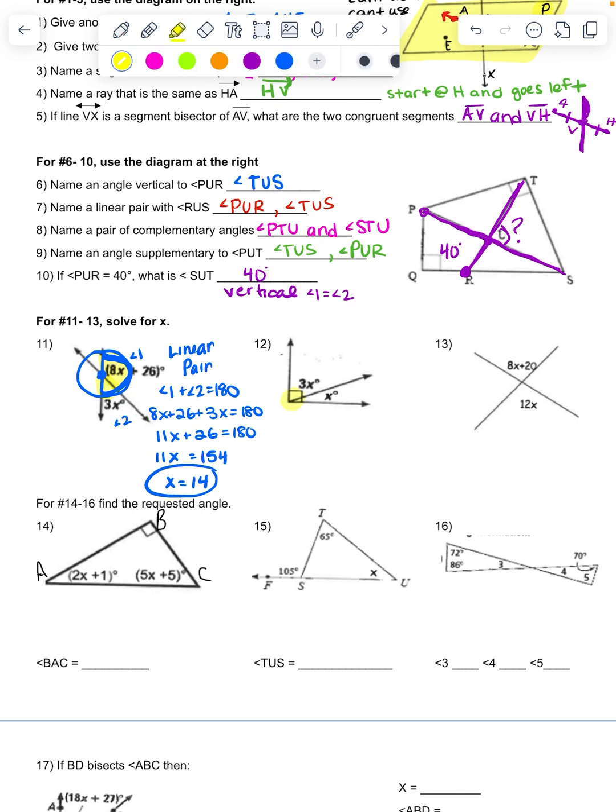For number 12, what I'm noticing is I've got this box in the corner, and to me that means that these are complementary angles. And complementary angles are angles that add together to form a 90-degree angle. So I can give one of these my angle 1 measure and the other one my angle 2. When I add those two angles together, I'm going to get 90 degrees. If I combine these like terms, it's 3 plus 1, so it's 4x equals 90. And if I divide both sides by 4, I get x equals 22.5.